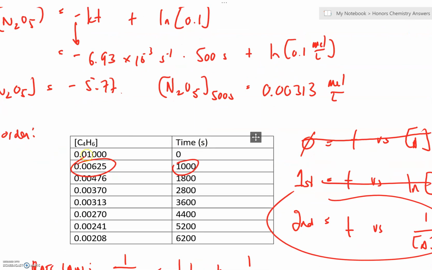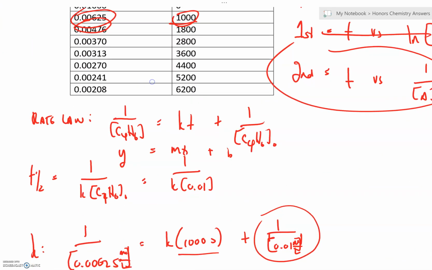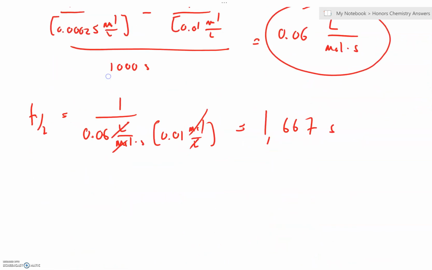Does the data support this? If this is 1,000, it would be a half around 0.05, which would be right there in the middle. So yes, the data supports this answer, and that is a second order reaction.